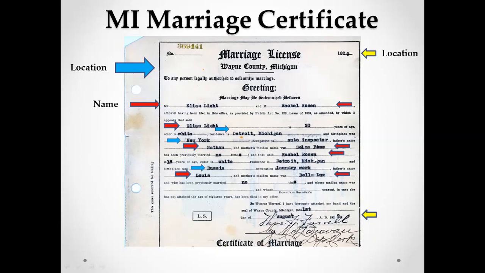And then it has Rachel Rosen, who's 18. I would later learn that she was not actually 18. Her parents kind of lied about her age so she could get married. Told you you'll find no secrets. Whose residence is in Detroit, but her birthplace was in Russia, and she was a laundry worker. Her father's name was Louis, and her mother's name was Bella Lux. And her mother's last name is one of those I have found spelled many different ways as well.